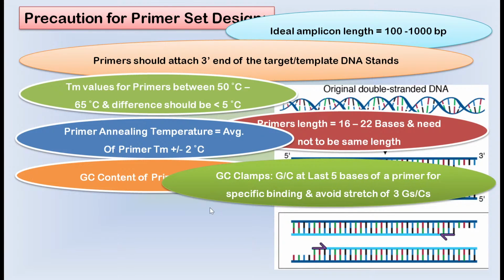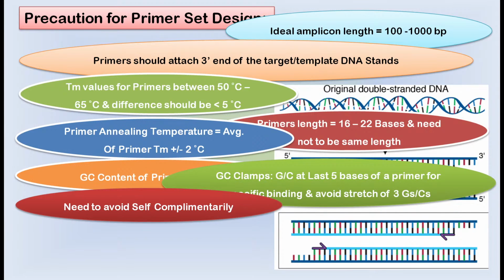The last 5 bases of a primer. For example, if a primer is 16 nucleotides long, the last 5 nucleotides must contain at least one G or C for specific binding. But a stretch of 3 G or C's should not be present. If they are present, they interfere with the annealing temperature and improper binding may take place. So at least one G or C must be present in the last 5 bases of the primer. This is for specific binding.